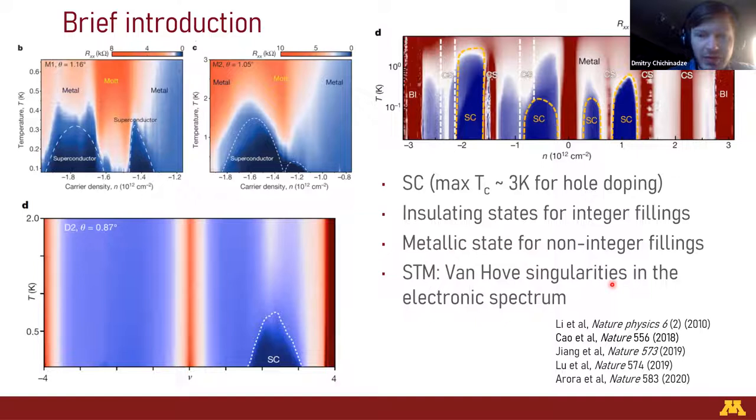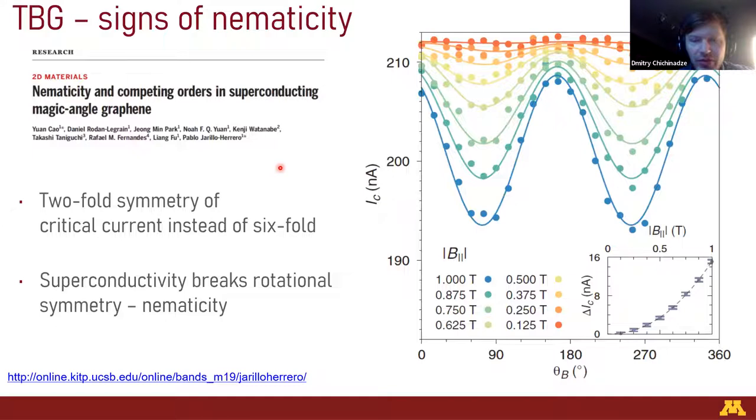There are also experimental reports of rotational symmetry breaking in the superconducting dome, the large one, which has Tc of the order of 3 Kelvin. What I show here is the data of the angular dependence of the critical current, which exhibits twofold symmetry instead of threefold symmetry, which would be compatible with the lattice rotational symmetry. This means that superconductivity likely breaks rotational symmetry. Now, this is an interesting question because those states appear in different materials and mechanisms might be really different. So we'd like to dig into this a little bit more.